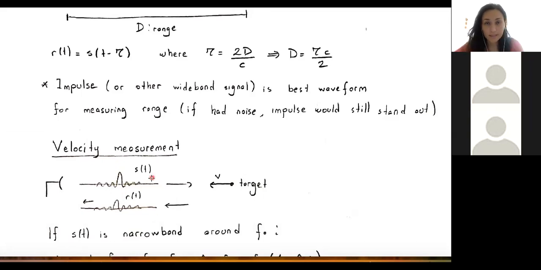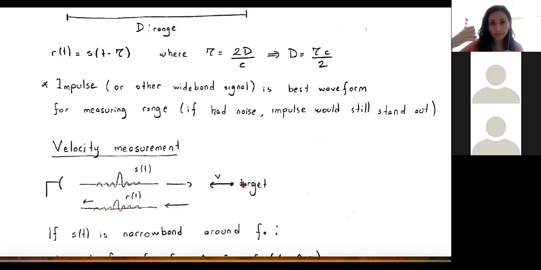To be able to understand that, we will restrict ourselves to a narrowband signal S of t. Suppose S of t is a narrowband signal, so it has a narrow band in the frequency domain, and suppose it is centered around f0. So mostly S of t is a signal that contains frequency f0 and maybe some frequencies around f0. Now, what will be the frequencies in the received signal R of t, if that's the case? We know that the frequency of R of t will be different from S of t due to the Doppler shift effect. What is the Doppler shift effect?